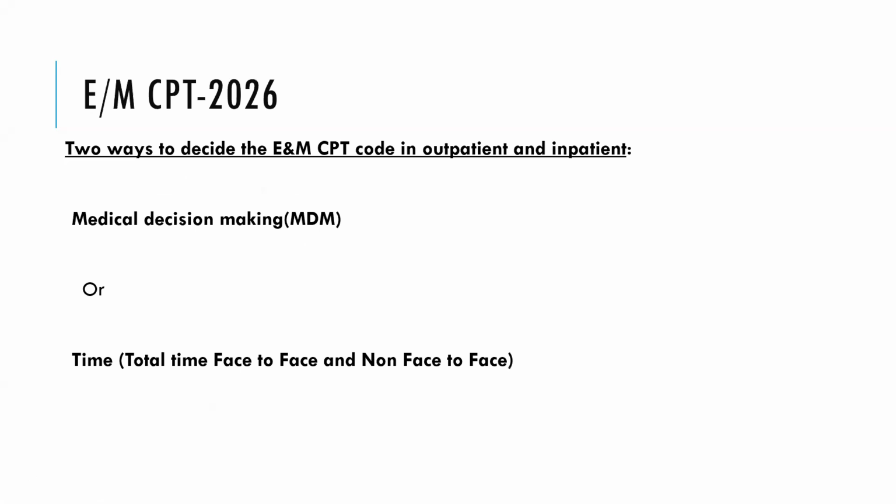So as you already know, there are two steps. With the help of two steps, we can get the CPT code, right, Tanya? Yes, sir. These are the two steps: medical decision making and time. Am I correct? Yes, sir. MDM and time. Yes.